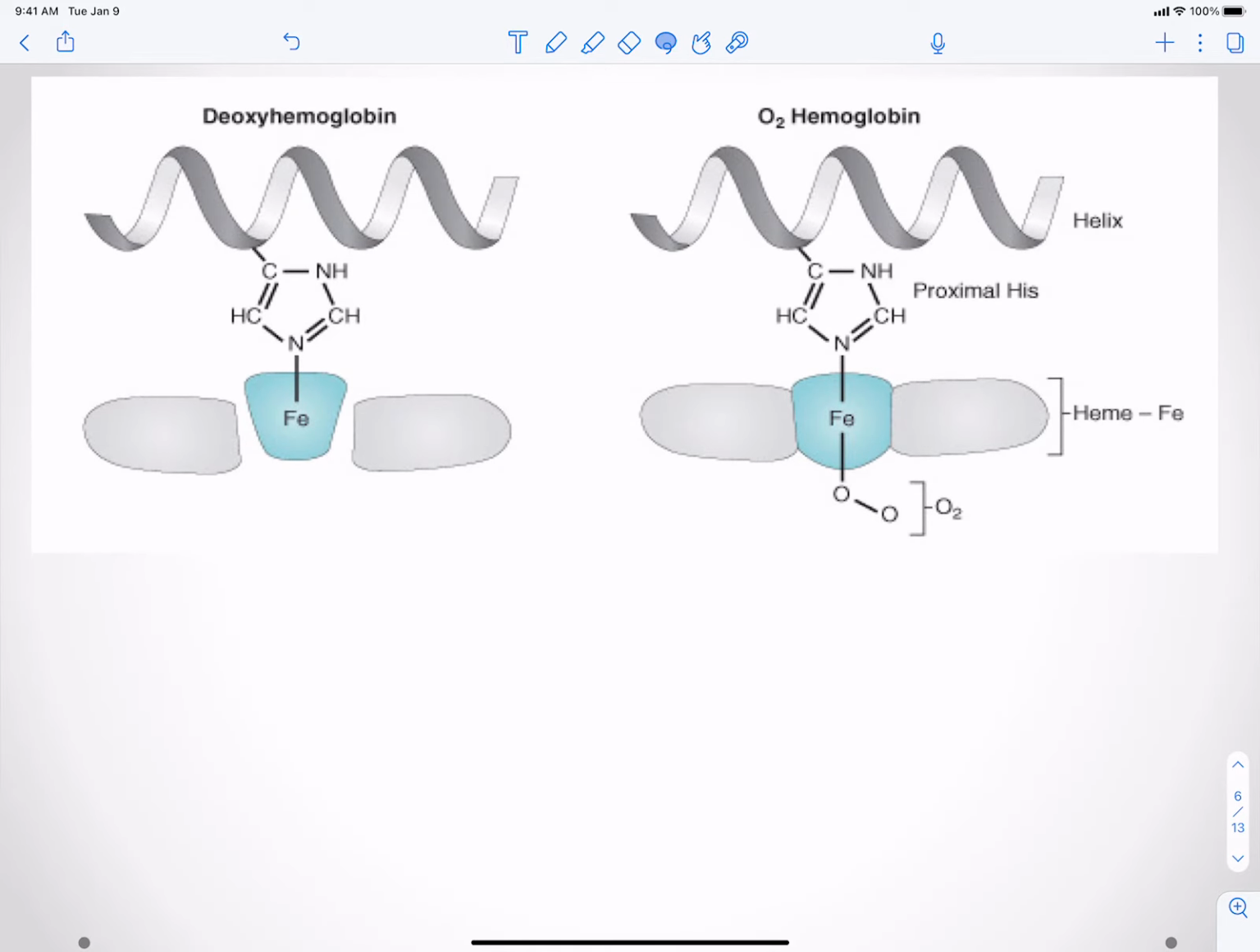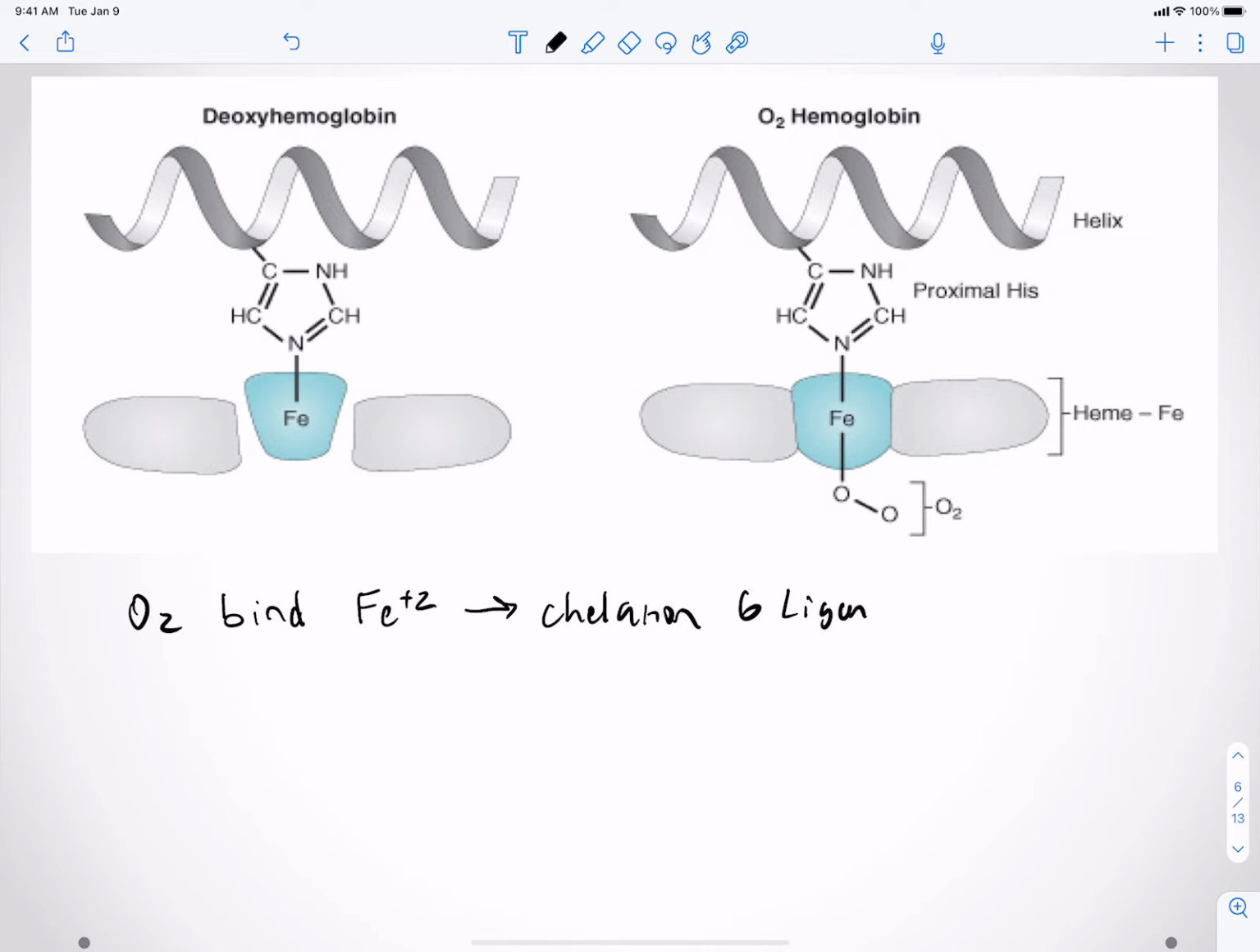Okay, so in general, oxygen is going to bind to your iron directly, and this is going to be in the planar ring, the planar porphyrin ring. And so you're going to have your oxygen bind. And then this is going to lead to a chelation of 6 ligands. You have 4 nitrogens, 1 oxygen, and histidine. And this is also a nitrogen of histidine.